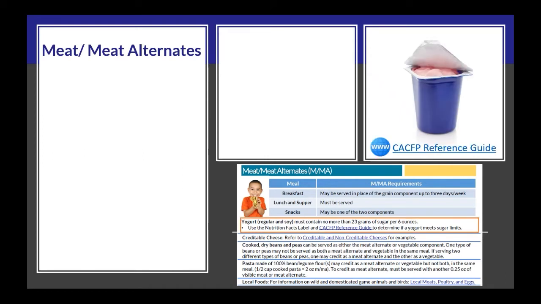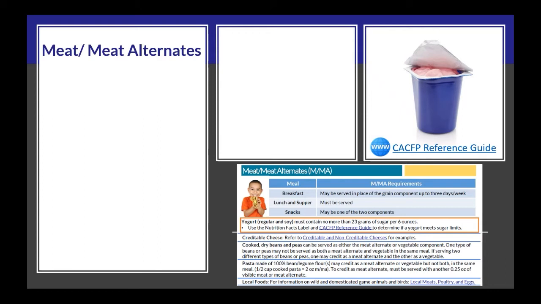Yogurt credits as a meat alternate in the CACFP, and for yogurt to be creditable, it must meet the sugar limit of containing no more than 23 grams of sugar per 6 ounces. To determine this, you will compare the serving size and amount of sugar on the nutrition facts label of the yogurt to the sugar limits chart that we have available in the CACFP reference guide. And this will help you to determine if the yogurt is creditable.